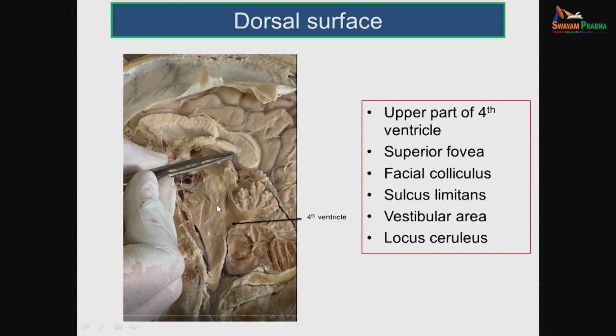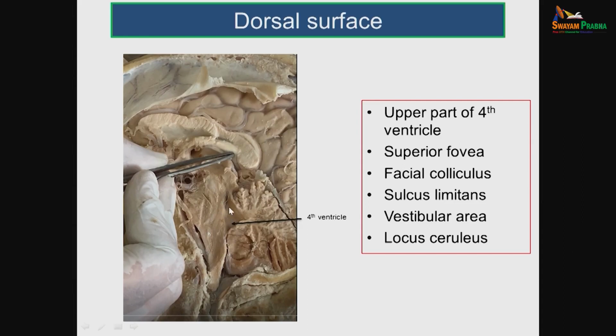So, you can see here in the dorsal surface, as I said, this forms the floor of the fourth ventricle. Here in the middle you can see there is an elevation, this is called the facial colliculus. This is produced due to the facial nerve and the abducens nerve which is present here, they form the facial colliculus.